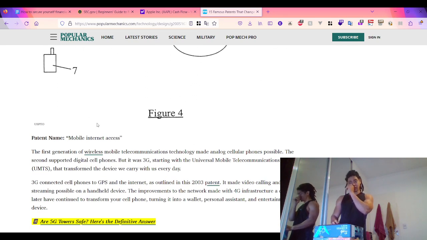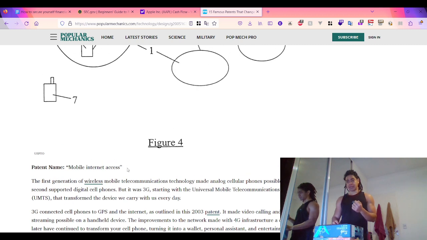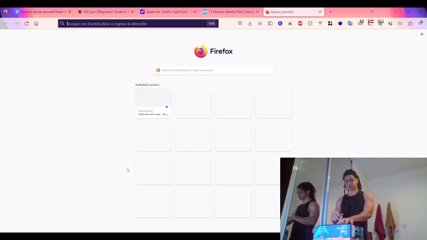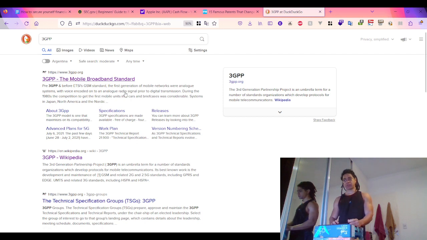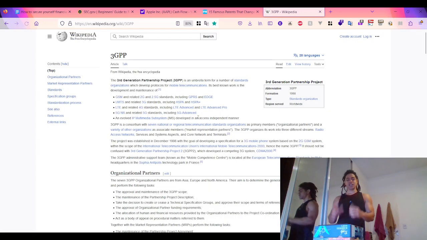This was issued in 2003. And there is a group of organizations under the umbrella term 3GPP, which is the Third Generation Partnership Project. Now they develop, implement, and maintain mobile telecommunications protocols such as GSM, and it is related to generation technologies or standards, UMTS, the universal mobile telecommunication system.